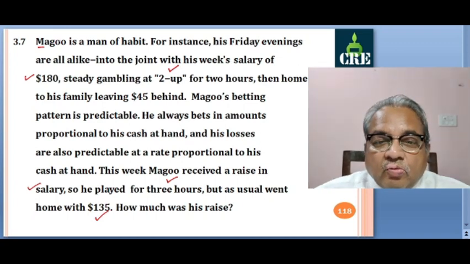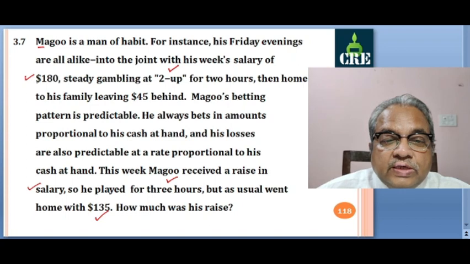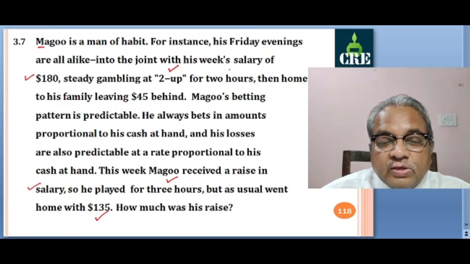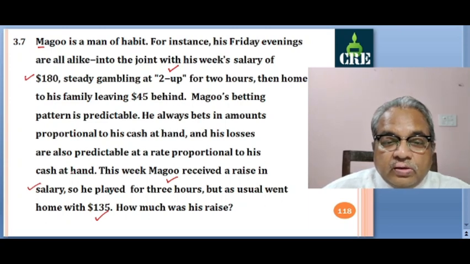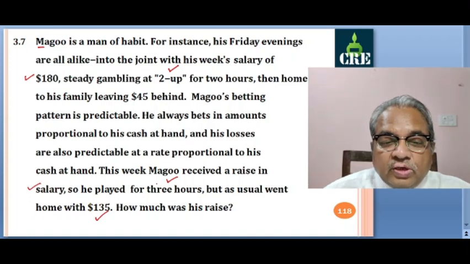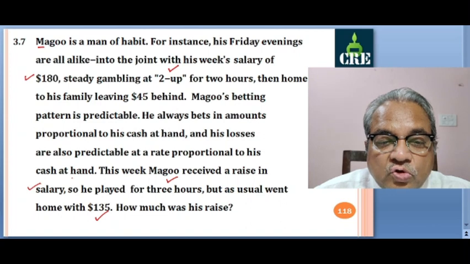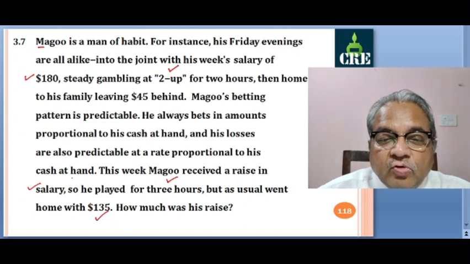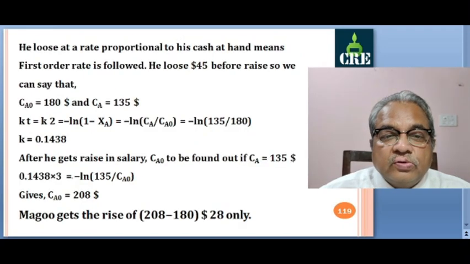So in 2 hours of gambling with a salary of 180, he lost 45 and took home $135. When he received the raise, he played for 3 hours but went home again with 135. So in terms of our rate law, CA0 is 180, time is 2 hours, and CA, the amount finally he is taking home, is 135. The new salary, this CA0, we don't know, but he played for 3 hours and again CA is the same 135. So we have to find this new value of CA0 and from that find out how much raise he has got.